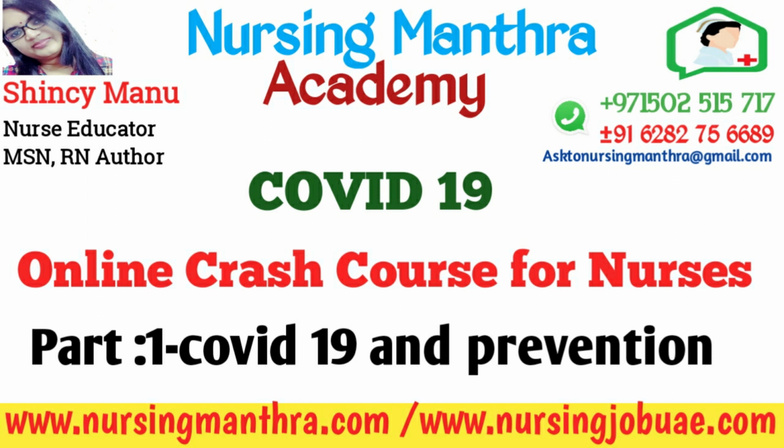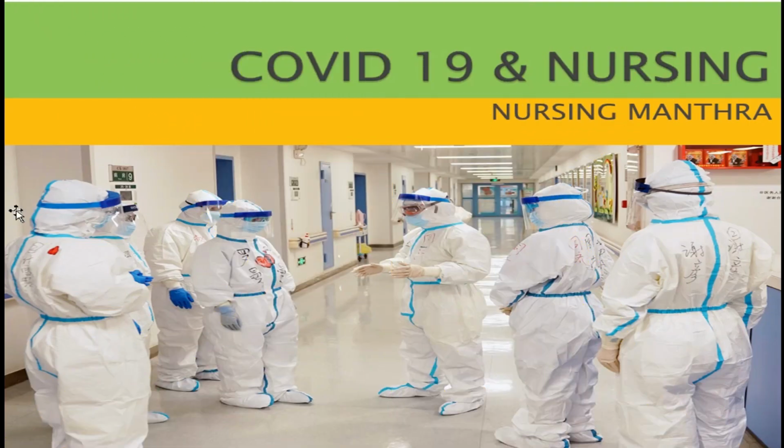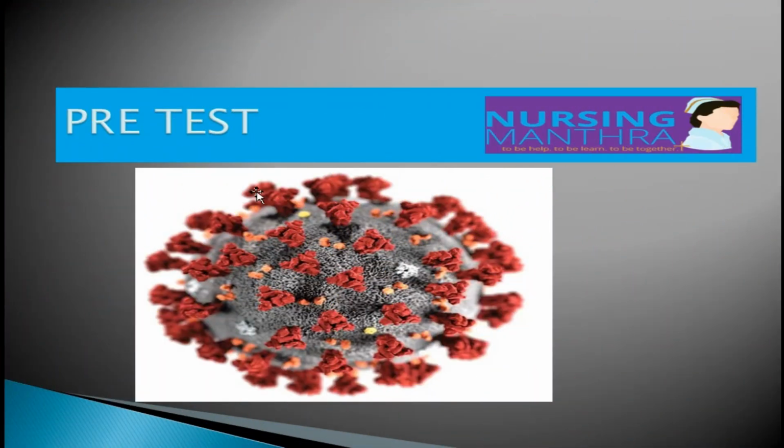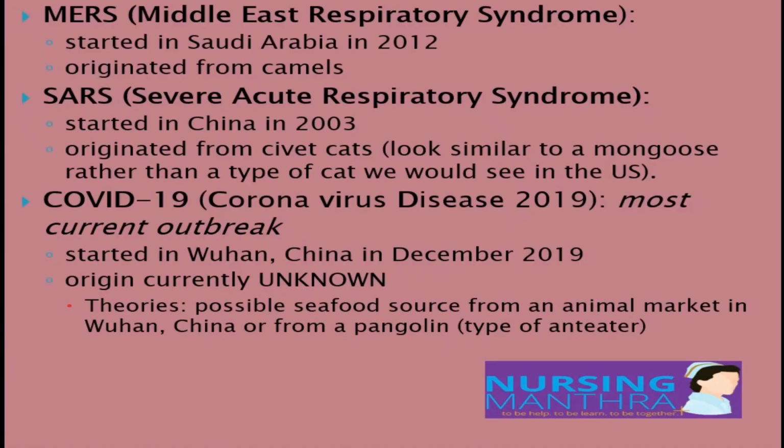COVID-19 and nursing. We will discuss some of the pre-test questions related to COVID-19. So, what is MERS? MERS is Middle East Respiratory Syndrome. Where did it start? It started in Saudi Arabia in 2012, originating from camels.